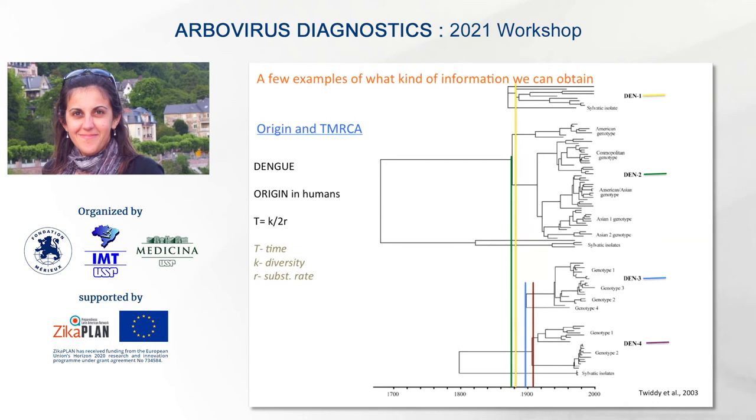Still using dengue as an example, we were capable of estimating when the distinct serotypes first entered the human population. This tree was reconstructed using the alignment data and was calibrated using the dates of sampling information. So in the end, we have that dengue serotype 2 was probably the first to enter the human population, followed by dengue 1, dengue 3, and then dengue 4.